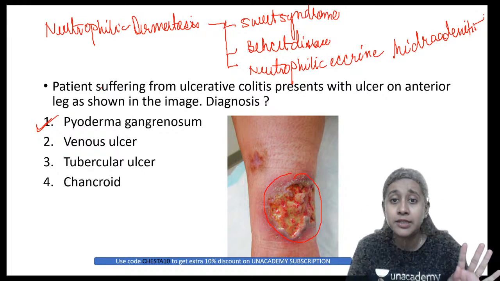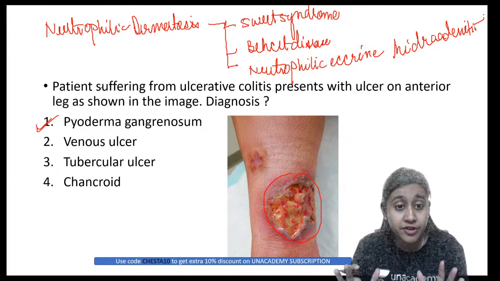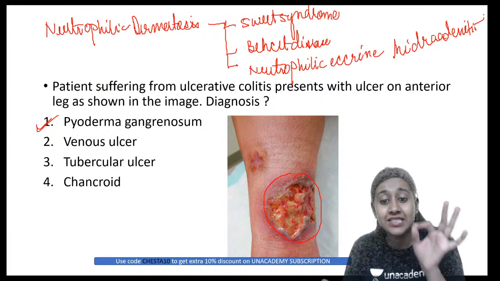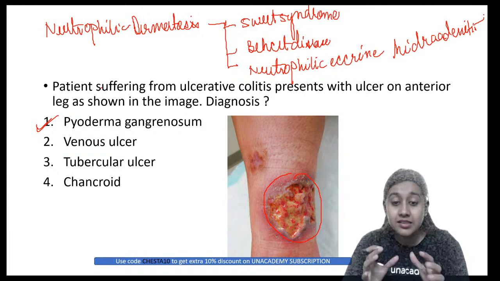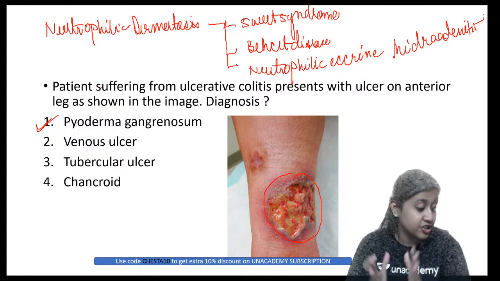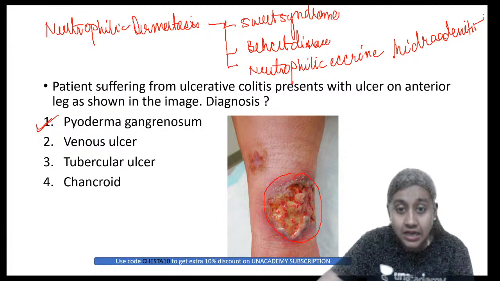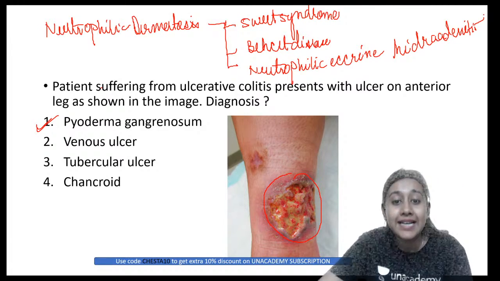types of neutrophilic dermatosis. Pyoderma gangrenosum is associated with an underlying inflammatory disorder, and it presents with this type of well-defined ulcer which is very painful, and has undermined edges and a violaceous border. Okay, so very nice. I have seen many of you with the correct answer. Now moving ahead to the next question.